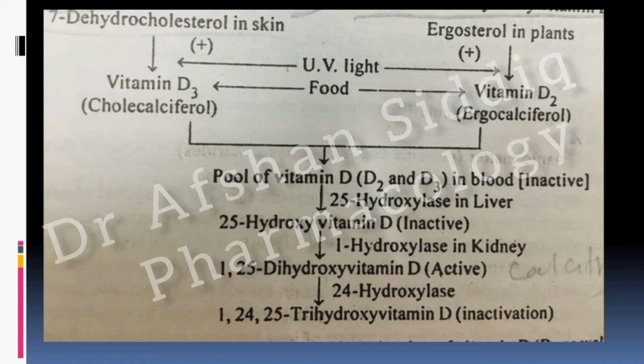And cholecalciferol and ergocalciferol, these are the two forms that can be taken from food. So if we are taking food, we will directly consume this second step form, which is a preliminary active form as compared to 7-dehydrocholesterol and ergosterol. Is it clear?